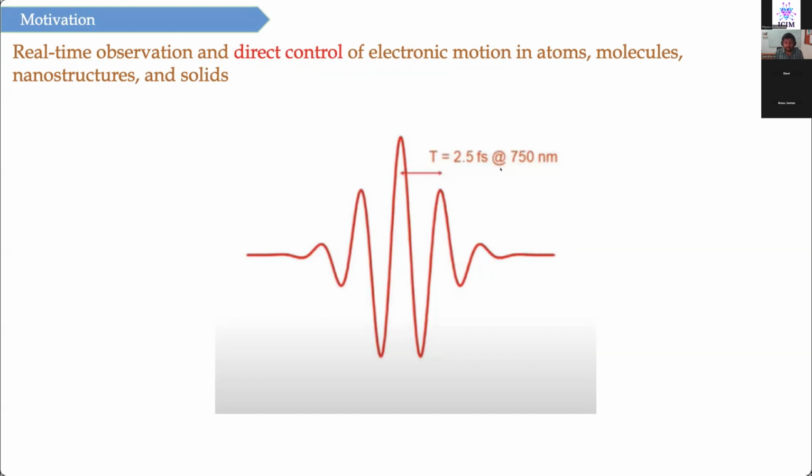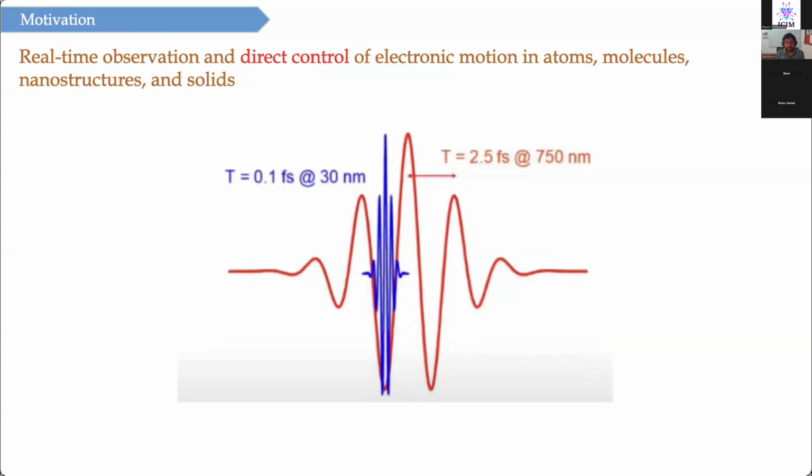What it means is that with 750 nanometer, experimentally, the minimum pulse duration that you can generate is 2.5 femtosecond. Now we were talking about attoseconds, which is far below femtosecond. It is impossible with 750 nanometer. It is really impossible with 750 nanometer. So how do we proceed further?